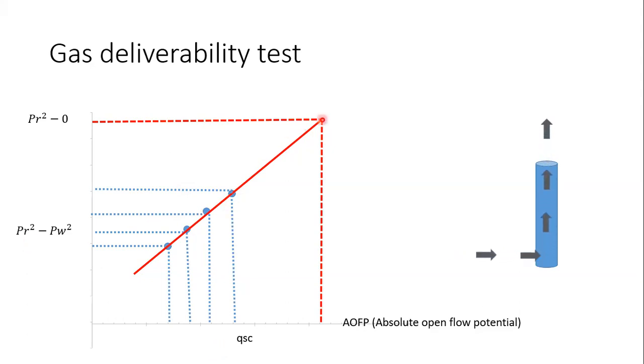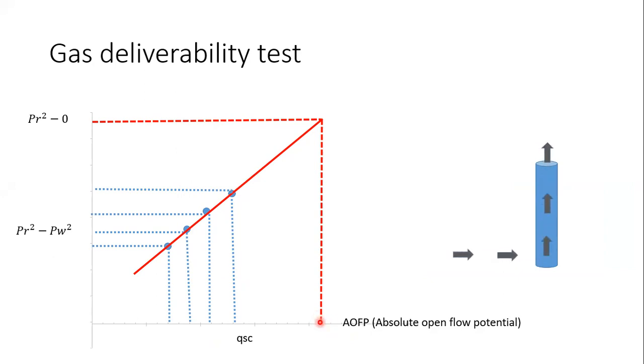Once they intersect, you project that intersection point onto the x-axis. This is the flow rate, which will be the maximum flow rate that the well can produce. It could be any number. That flow rate we are going to name AOFP, that is absolute open flow potential.